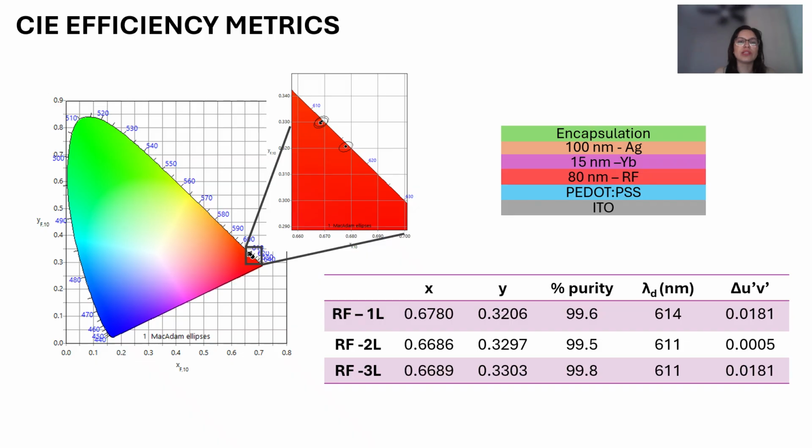The dominant wavelength is between 611 and 614 nanometers. Also, the REDF has an emission near 660 nanometers.